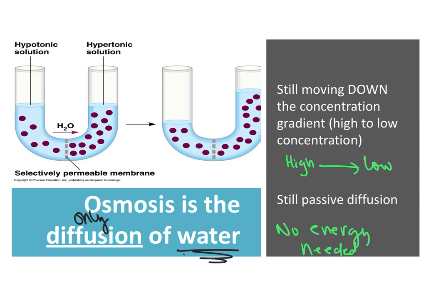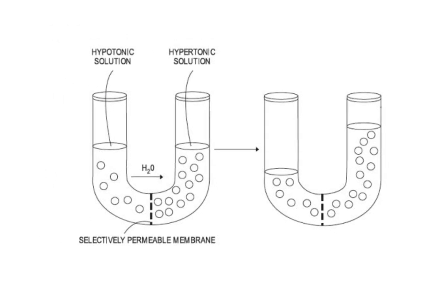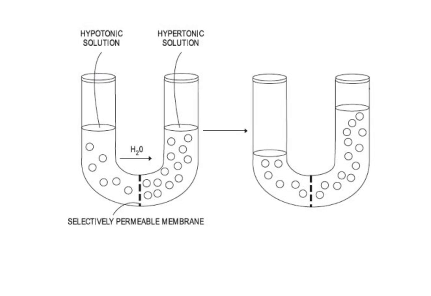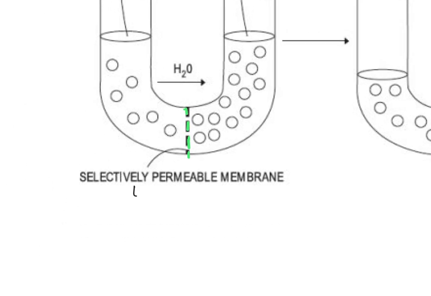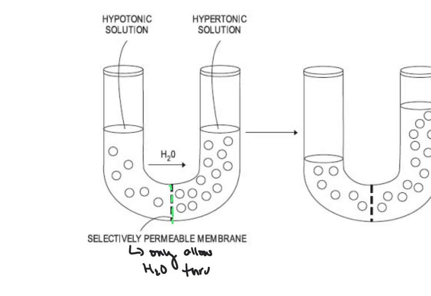All right, so let's put this into perspective here. I have a U-shaped cell here, okay? Now, here I have my membrane, okay? So that's my selectively permeable membrane, and this is going to allow only certain molecules through. This selectively permeable membrane will only allow water through. All right, so we'll call this side A, and we'll call this side B.